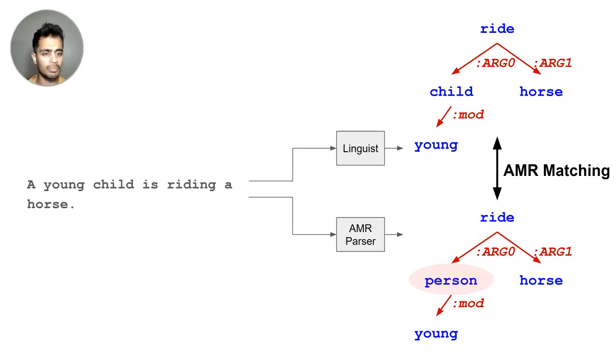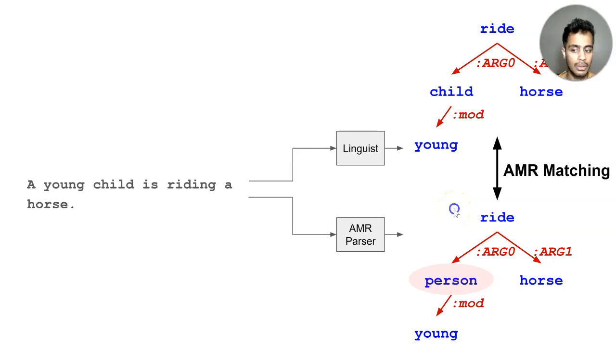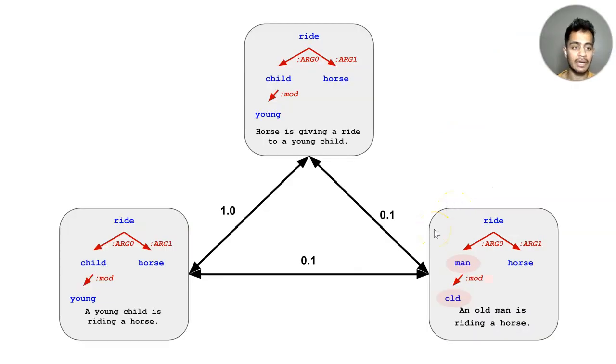As you can see, one property that an AMR matching algorithm should have is that it should be able to detect the subtle differences in structure between AMRs, like this node person, which is different between these two AMRs. Another property that we desire is that it should be able to capture the differences in meaning between AMRs. On the left hand side, you see these two AMRs which mean the same thing.